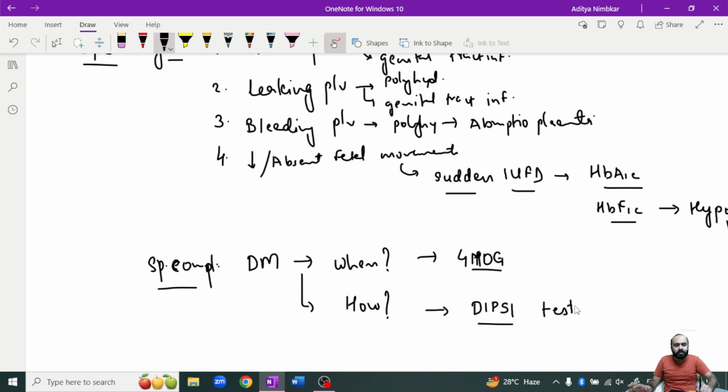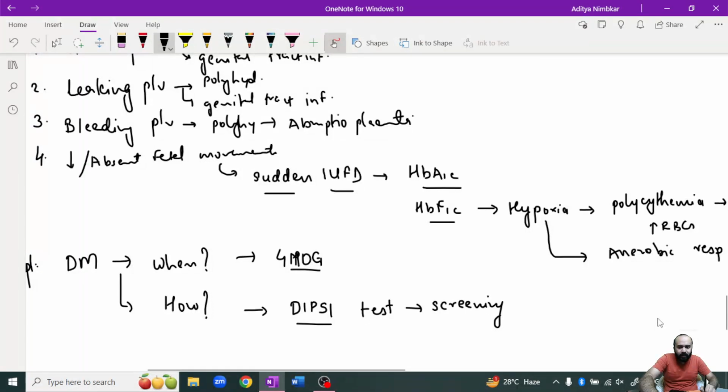Now, what is a DIPSI test? The first line of your answer has to be, it's a screening test, sir. It's not a definitive diagnostic test. Once the screening test comes to be positive, then I go ahead and I do a diagnostic test called OGDT. But before that, I have to do a screening test. Why is it a screening test? Why has it gained prominence? Then the answer is, it has a few advantages.